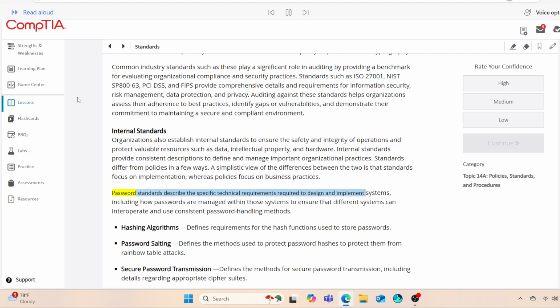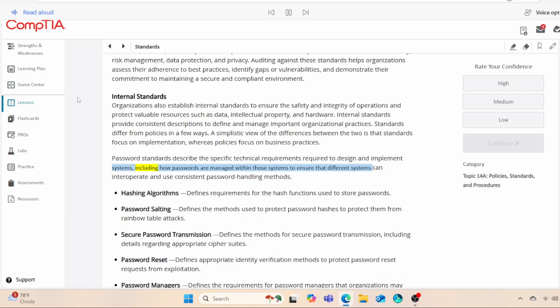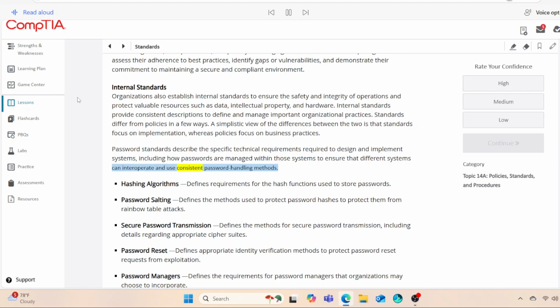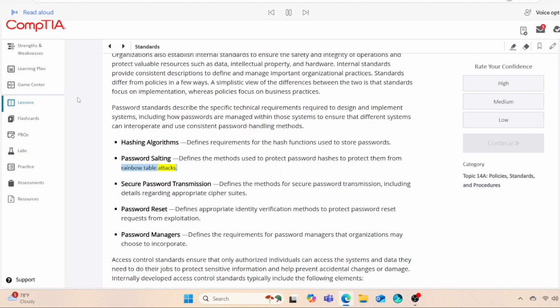practices. Password standards describe the specific technical requirements required to design and implement systems, including how passwords are managed within those systems to ensure that different systems can interoperate and use consistent password handling methods. Hashing algorithms defines requirements for the hash functions used to store passwords. Password salting defines the methods used to protect password hashes from rainbow table attacks.